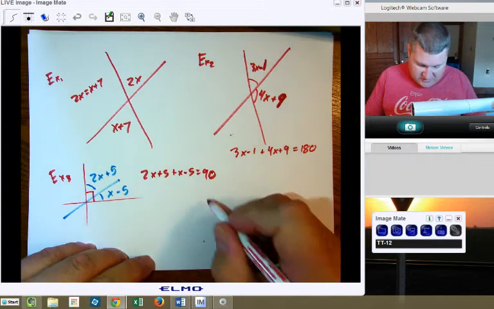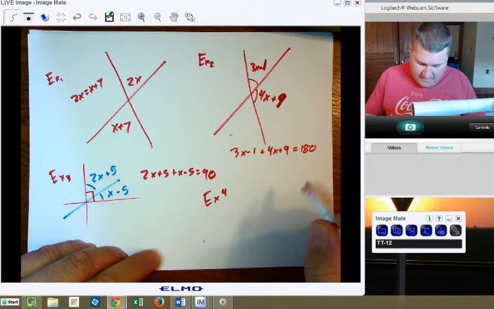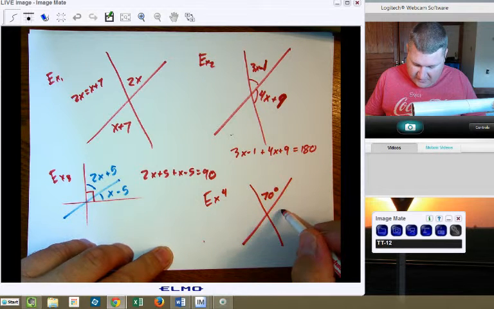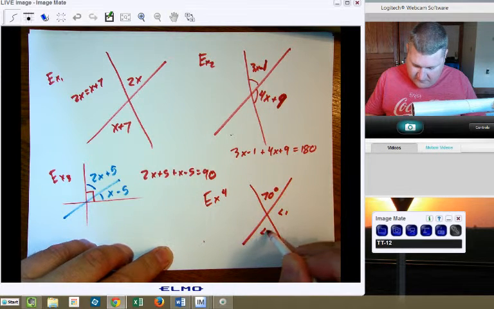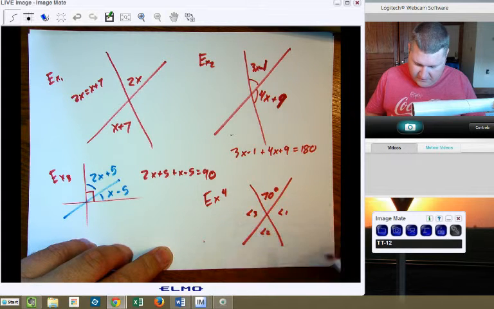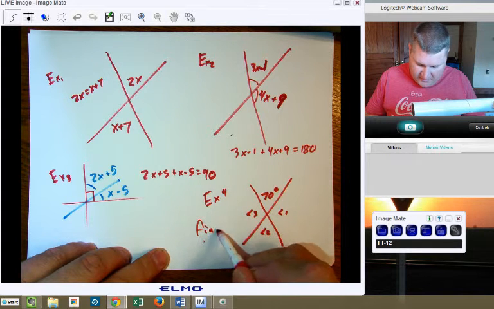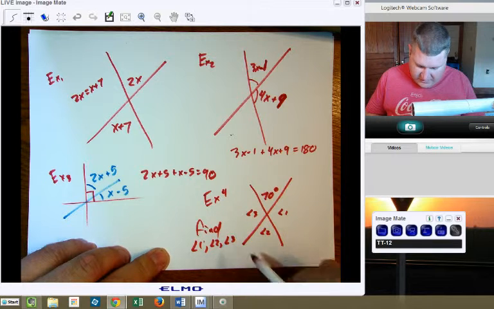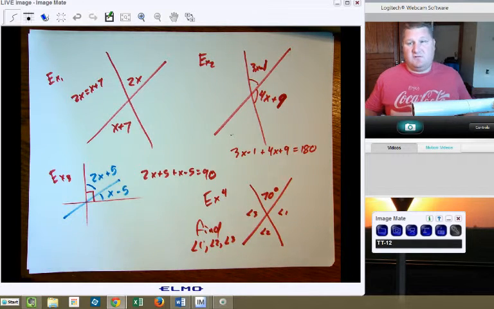Now, the last one is example 4. And in this case, all I'm giving you is 70 degrees. You need to find angle 1, angle 2, angle 3. So find angle 1, angle 2, angle 3. And give reasons. Of course, none of this matters unless you give reasons for all of your solving.